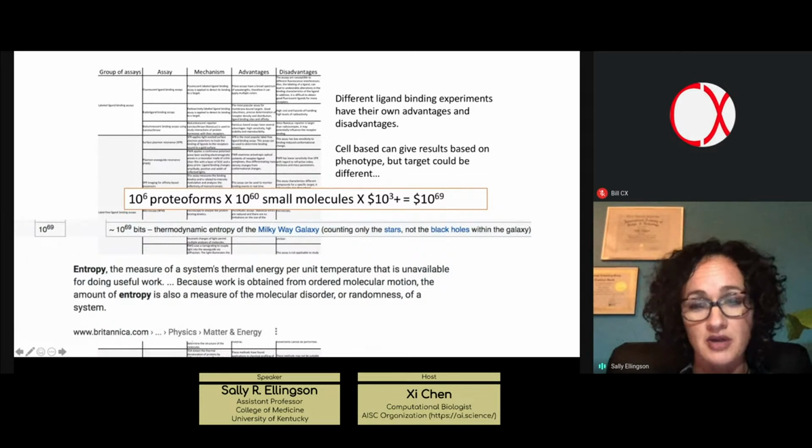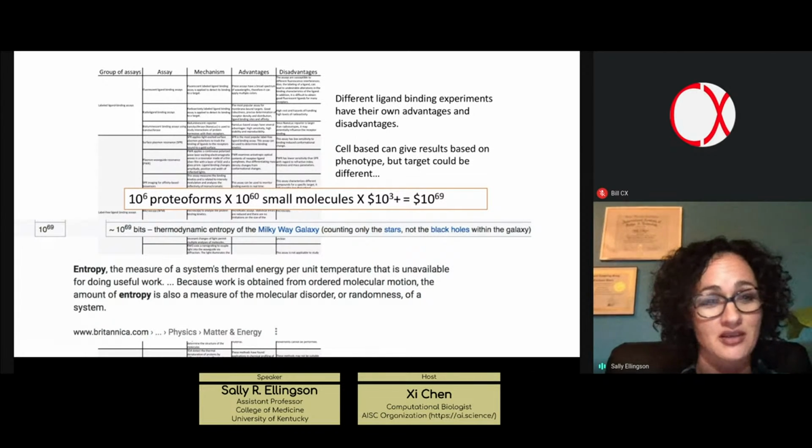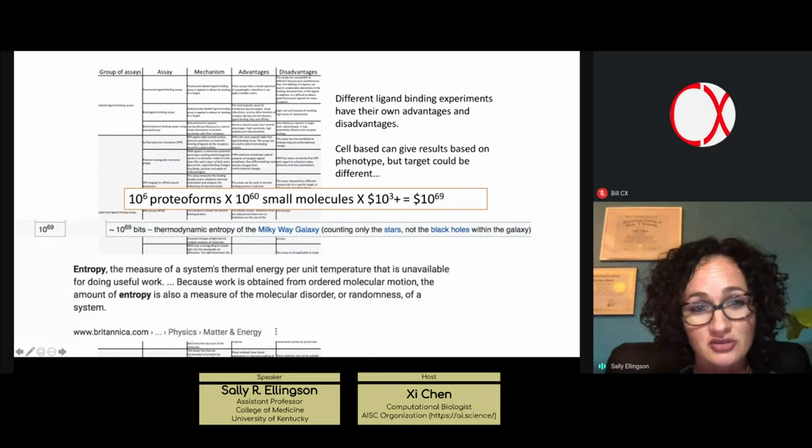But assuming we pick the right assay and it works correctly, we could experimentally test all of these for 10 to the 69th dollars. And what is that number? So just for fun, I looked up something that is 10 to the 69. And so it's 10 to the 69 bits, the thermodynamic entropy of the Milky Way galaxy. And entropy is a measure of the system's thermal energy per unit temperature that is unavailable for doing useful work. And this is also a measure of the molecular disorder or randomness of a system.